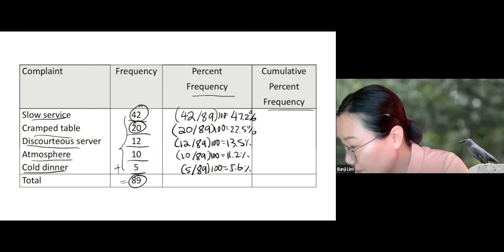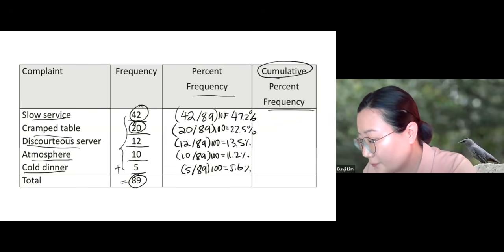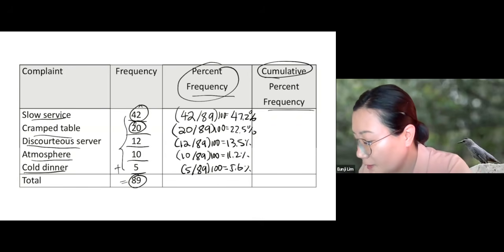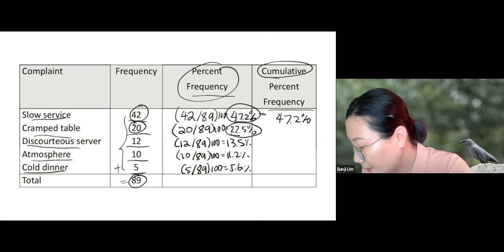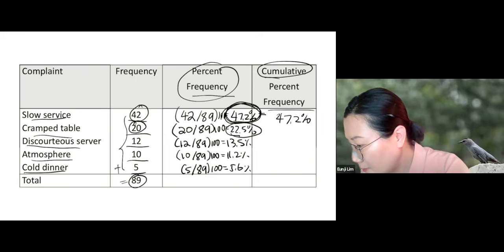And next, we need to compute the cumulative percent frequency. Cumulative percent frequency means we need to add all the percent frequencies up to the current category. So for the first category, cumulative percent frequency is the same as the percent frequency, because this is the first one. But for the second category, the cumulative percent frequency is the sum of the percent frequency of the previous one and the current one.